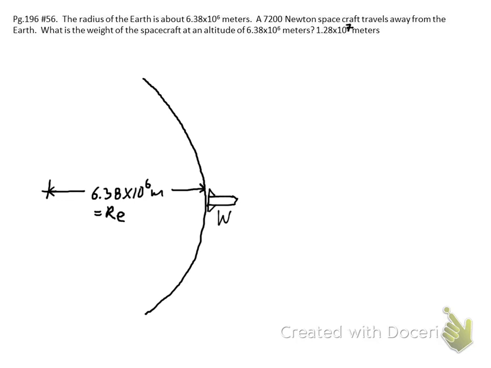Okay, so we're starting right here, and here's our 7,200 newton spacecraft right here on the surface of the Earth, one radius away, and we're told that the gravitational force at that radius is 7,200 newtons. Okay, so now let's add an altitude equal to one radius of the Earth.